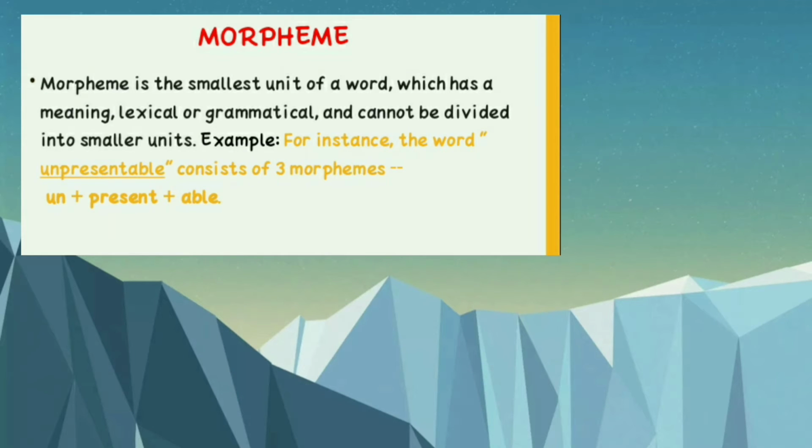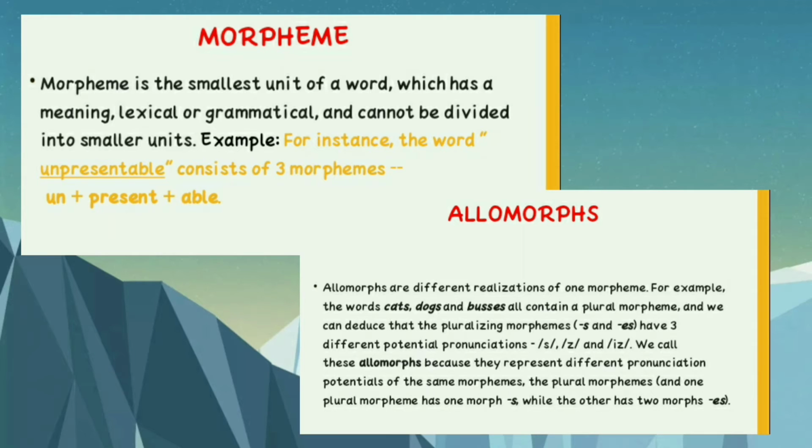So we have the morpheme and allomorph relationship. A morpheme is the smallest unit of a word which has a meaning, lexical or grammatical, and cannot be divided into smaller units. For instance, the word unpresentable consists of three morphemes: the un, the present, and the able. Allomorphs, on the other hand, are different realizations of one morpheme. For example, the words cats, dogs, and buses all contain a plural morpheme, and we can deduce that the pluralizing morphemes s and es have three different potential pronunciations: the s, the z, and the iz. We call these allomorphs because they represent different pronunciation potentials of the same morpheme. One plural morpheme has one morph, the s, while the other has two morphs, the es.